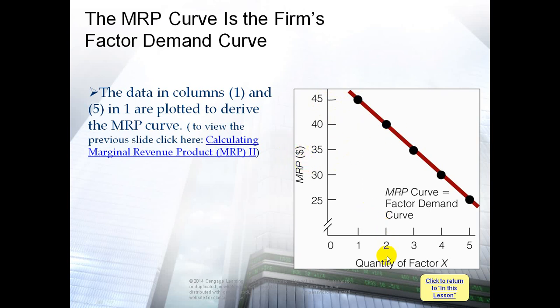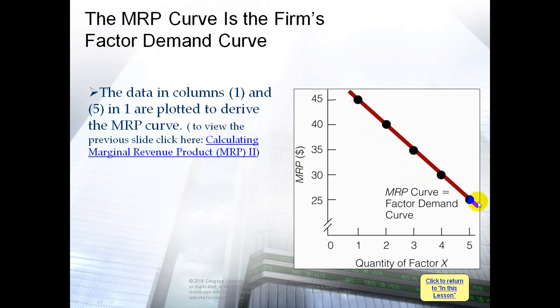So what about if you increase the quantity of the factor? Let's say 2 labors. So the MRP will be $40. You have 3 labors, $35, then $30, and $25. So you connect these points. When you connect them, you will get the MRP curve. This is the MRP curve, and it is downward sloping.